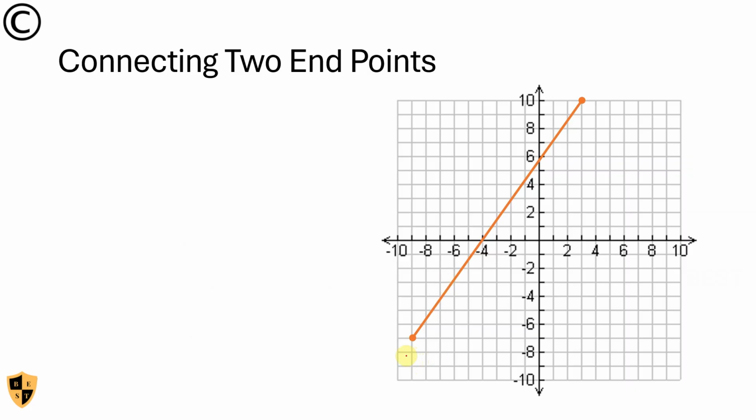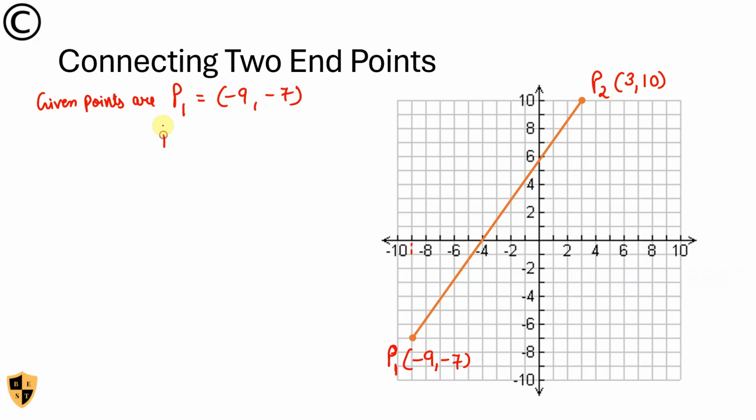For this problem, I am considering this line which is given to us. The initial point P1 is over here. As you can see, the x coordinate is -9, y coordinate is -7. So the P1 point is given. Point P2: x coordinate is 3, y coordinate is 10. So two points are given to us, P1 and P2, and we will see what the parametric equation is. It's easy. Given points are P1 equal to (-9, -7), P2 is (3, 10).